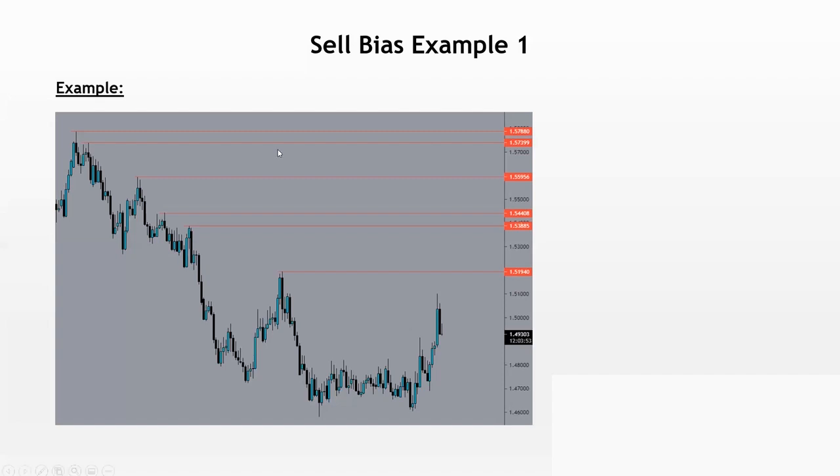So this is, for example, your sell bias on Euro CAD. Start at the high within the market and draw a horizontal ray on the highest point of that high, because at the end of the day, guys, people aren't going to be targeting the body of the candle, they're going to be targeting the high. So there you see, we've got a horizontal ray here.